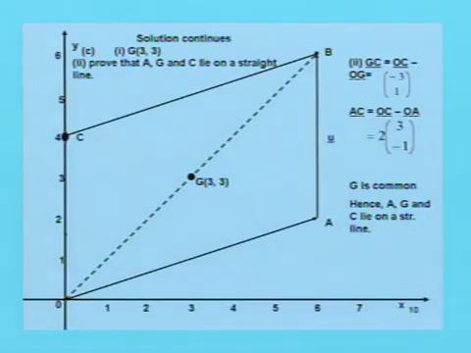But we have to establish that they are on the same line. So we have to recognize, and this point must be made for the examiner, that the point G is common to vector GC as well as vector AC. And once you have that statement there, you can make the conclusion and say, hence A, G and C lie on a straight line.